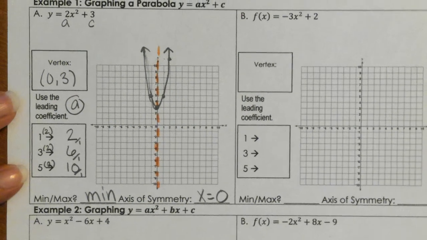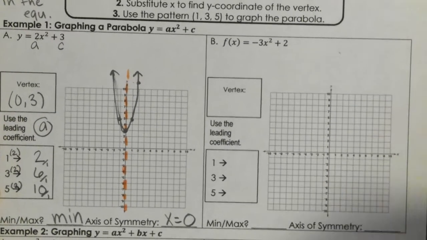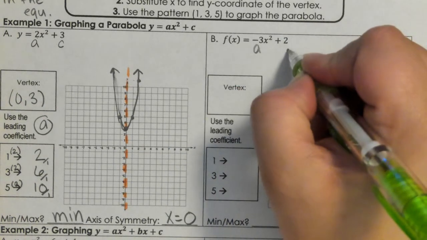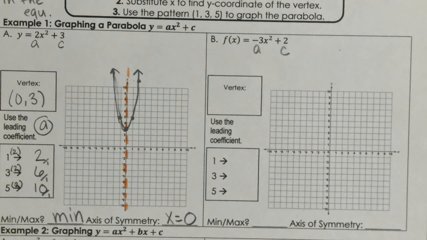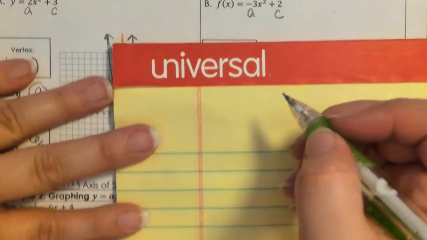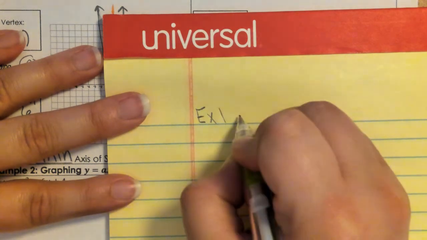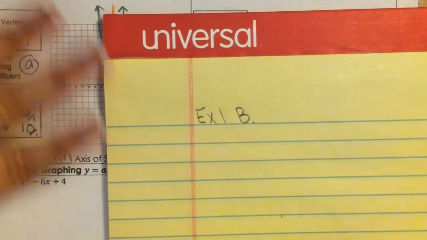Okay, for part B, we're going to follow those steps above. So step 1, we're going to label our A. We don't have a B in our C. I'm going to work it out on a separate sheet of paper for you. Okay, so for this one, this would be example 1B.